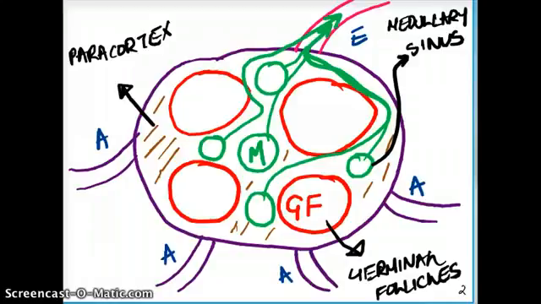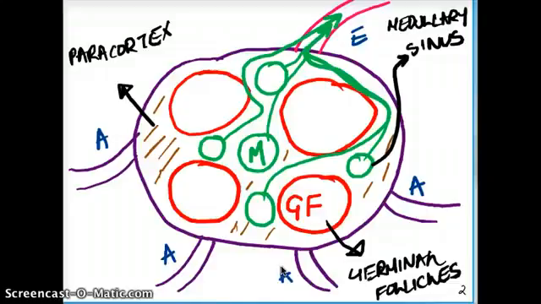Now you can also divide the germinal follicles into even more structures. For example, there is the primary follicles and then the secondary follicles. The primary follicles are more dense, the secondary follicles are going to be pale, and the secondary follicles are the ones which are more active.